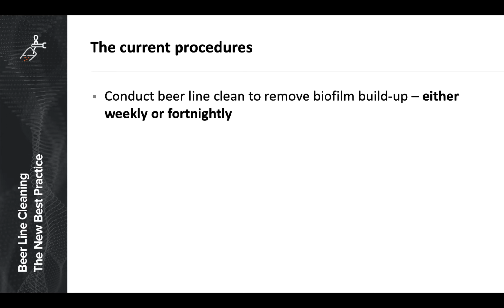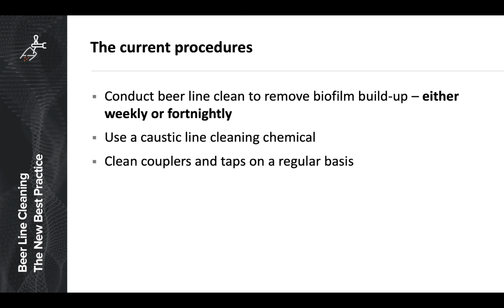The current procedures to remove this biofilm growth and maintain your beer system are typically: conduct a beer line clean to remove biofilm buildup, either weekly or fortnightly. Use a caustic line cleaning chemical. Clean your couplers and your taps on a regular basis. If in doubt, clean more often. And this varies by location, depending on who you speak to in what area.